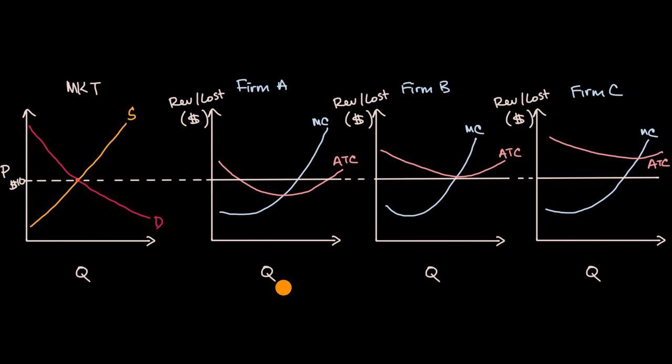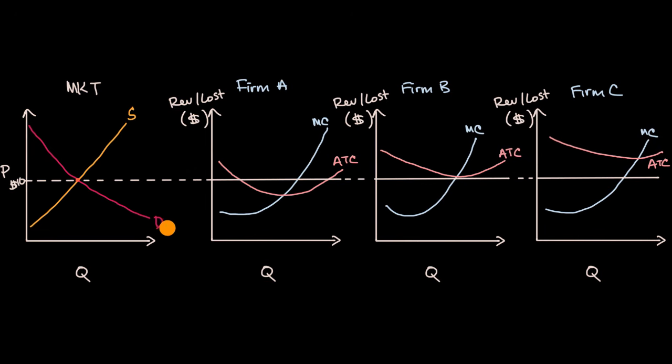So given that, what quantity would firms A, B, and C produce, and which of these firms would be profitable or not? I encourage you to pause the video and think about those two questions. If you could just answer which of these firms would be profitable or not, and we're talking about economic profit in this context. All right, well, let's look at firm A first.